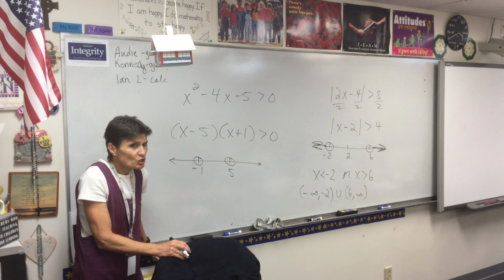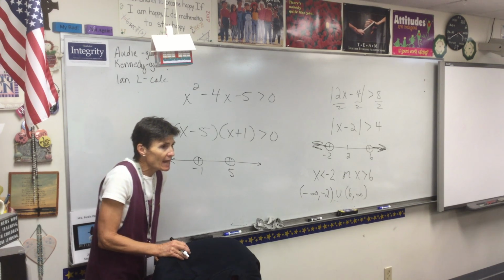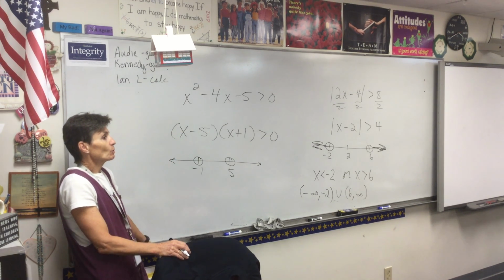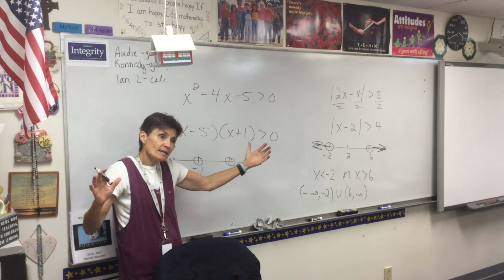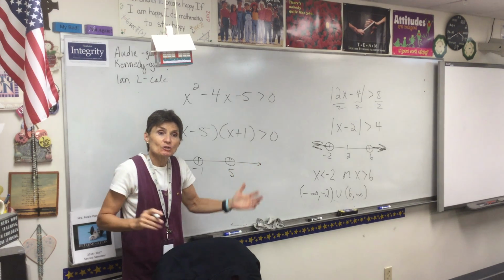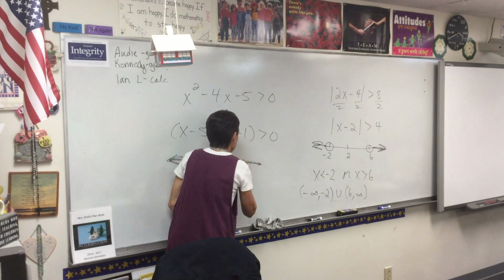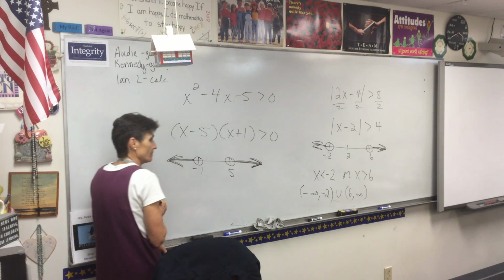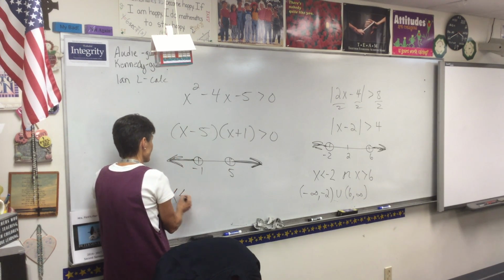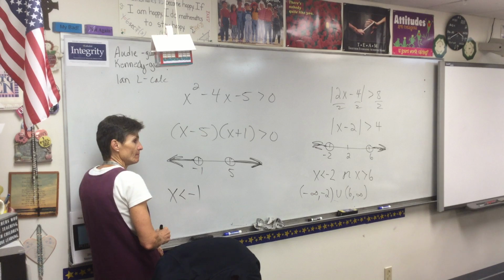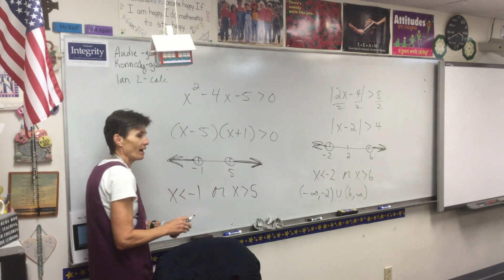And now I'm going to shade, just like I did before. Take a wild guess. I am going to shade outside. Why am I shading outside? Because it's greater than. So, you can leave as soon as we get the answer written. This is a 2-part answer. X is less than negative 1, or X is greater than 5.